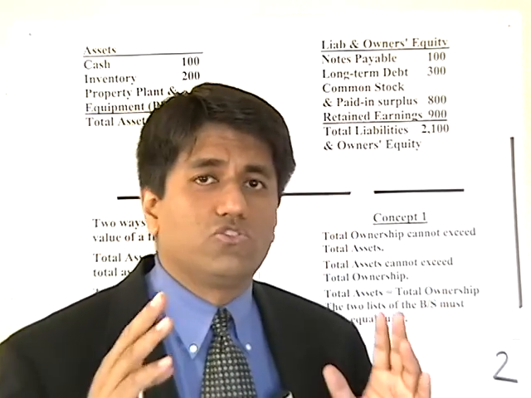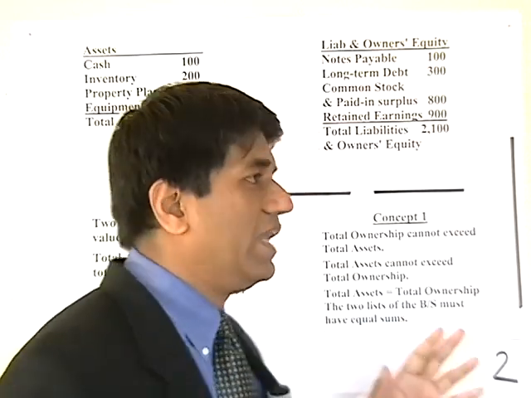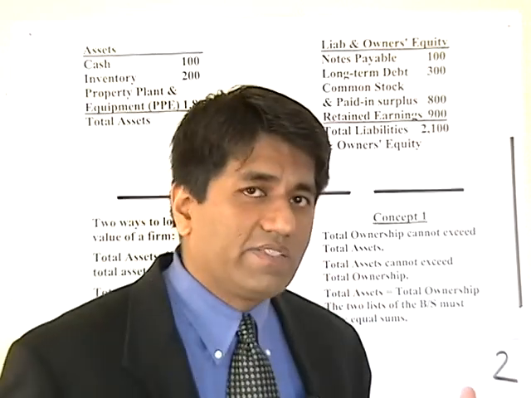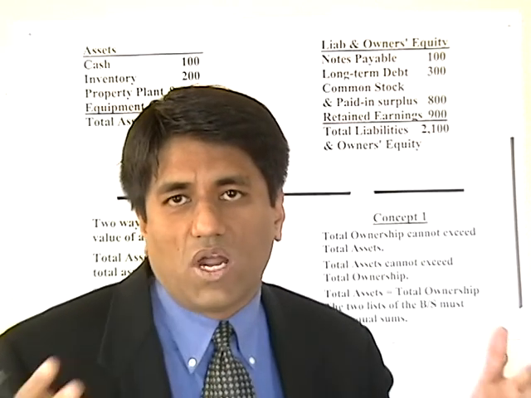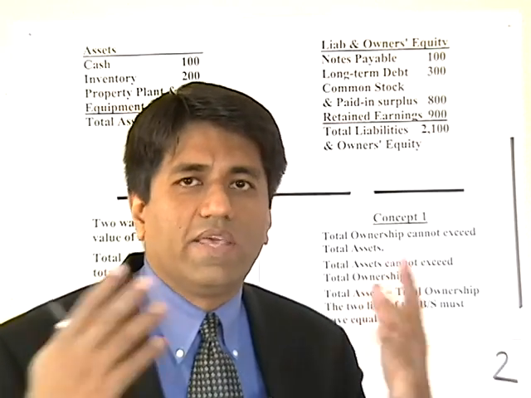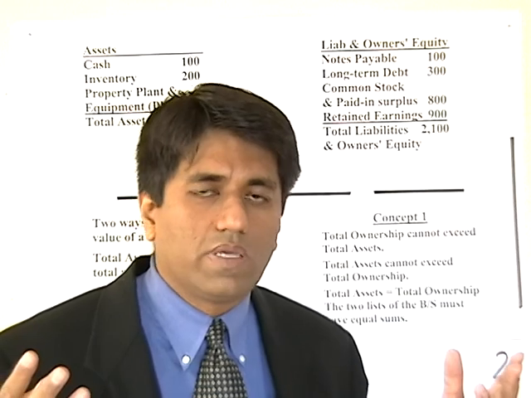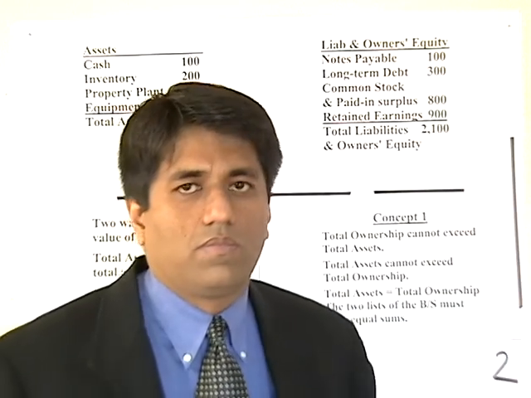Okay, so this is how you look at a balance sheet. A balance sheet has two lists. The list on the left is assets, which is easy to understand. Assets are things which are owned by the firm. Okay, so it's a list of everything that is owned by the firm.